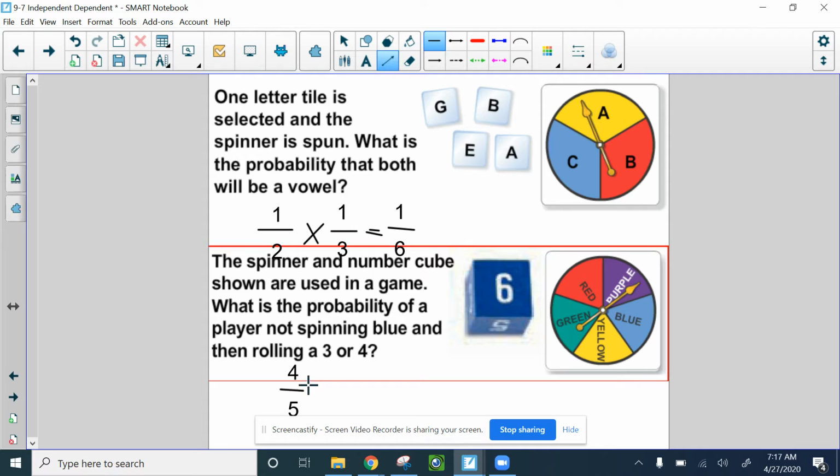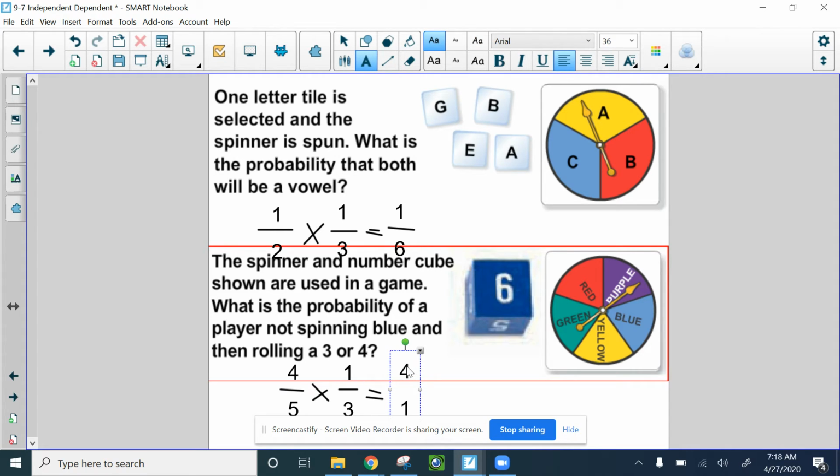Then I want to multiply that by the probability of rolling a 3 or a 4. Well, I have two ways to get it, so 2 out of 6 total sides. However, again, I want to simplify this down. So I'm going to multiply that by 1/3. When I go through and do my multiplication, I would get a probability of 4/15. So I have a 4 out of 15 chance of both of those two events happening together.